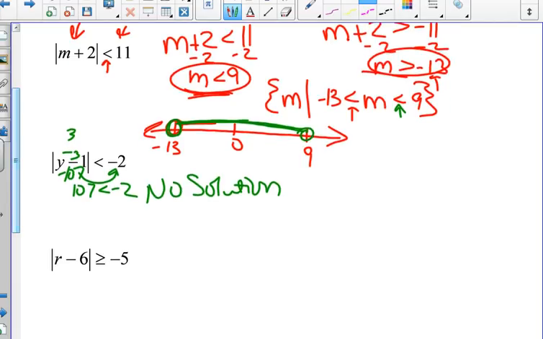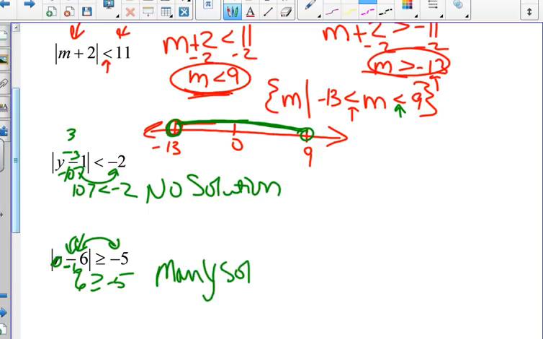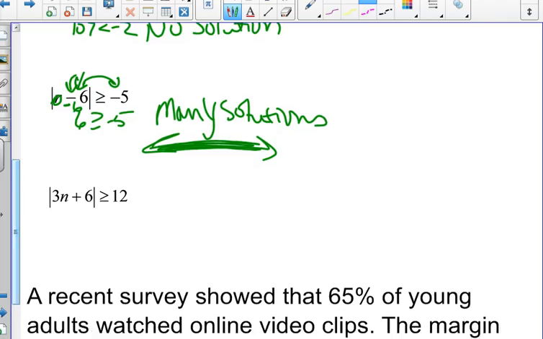Okay, here we have an absolute value that is greater than negative 5. When is that going to happen? Always. It's always going to be happening. Because let's say this was negative 6. Take the absolute value, 6. Is 6 greater than or equal to negative 5? Always. No matter what you do, you're always going to get a positive number here. Therefore, it's always going to be bigger than negative 5. So this is many solutions. And if we were to graph it on the number line, it's the whole number line. Always, always, always.